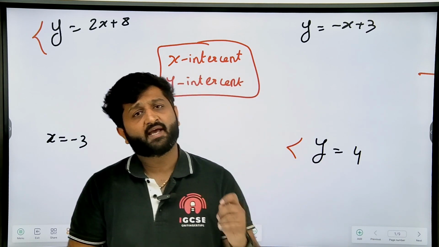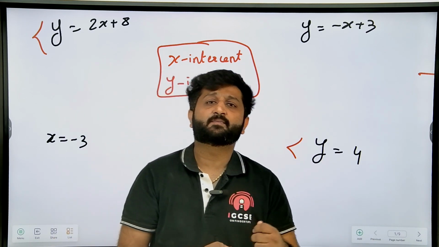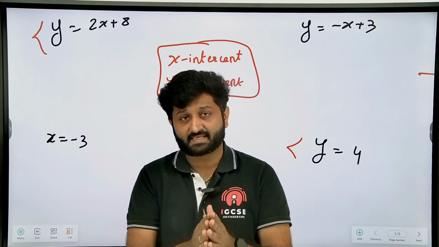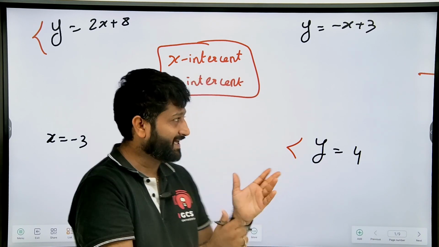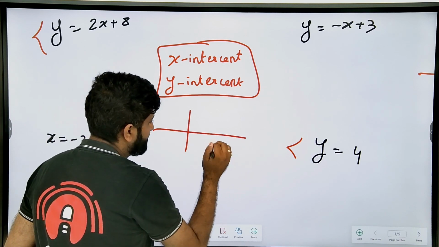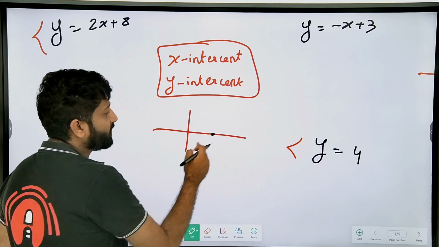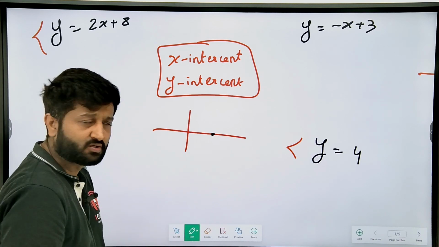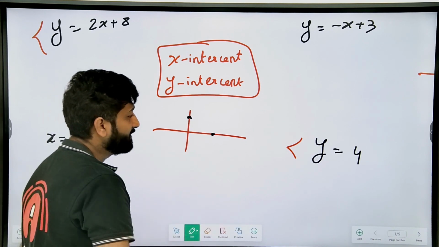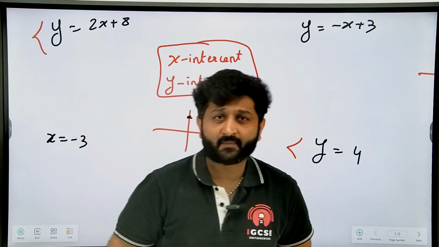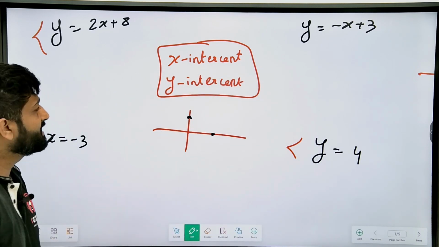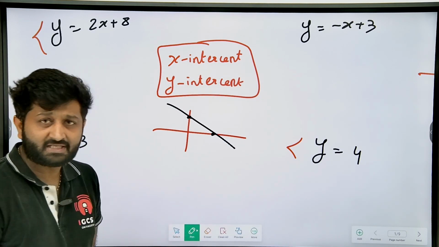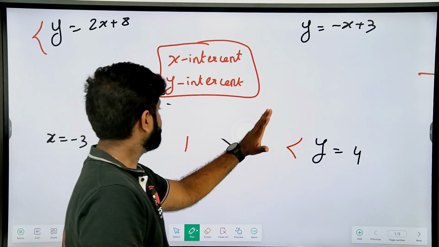Now what is the x-intercept? The x-intercept is the point where the graph crosses the x-axis. That means at that point y is going to be 0, right? Because if this is your x-intercept, then at this point y is definitely going to be 0, and this is my y-intercept, meaning this is the point where my x is going to be 0. If I can somehow find these two points, then I can draw a straight line through them, right?